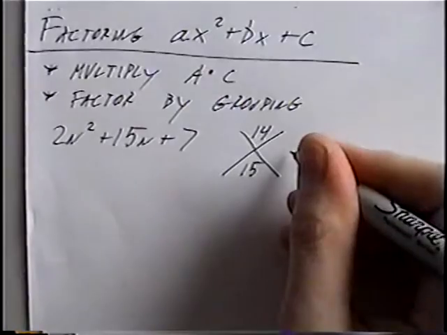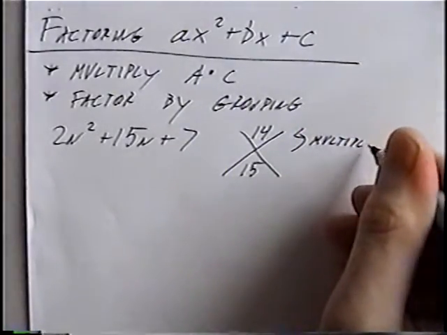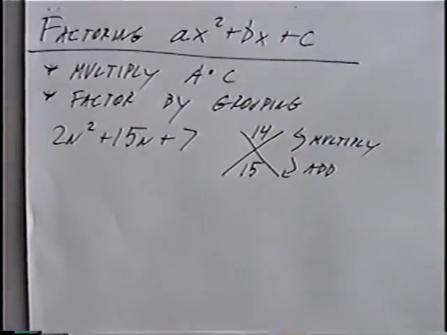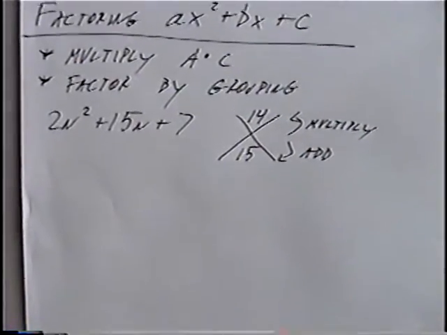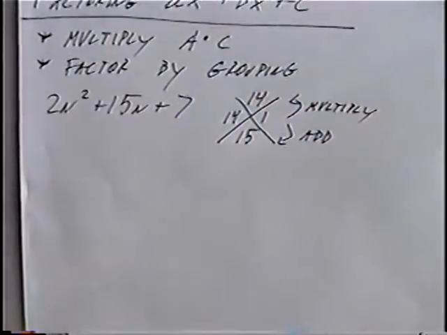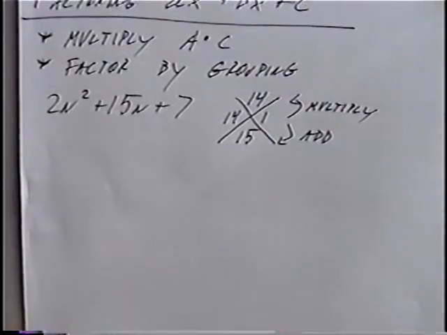And just like before, we have to find two numbers that multiply to get 14, and two numbers that add to get 15. Those two numbers would be 14 and 1. 14 times 1 is 14. 14 plus 1 is 15.